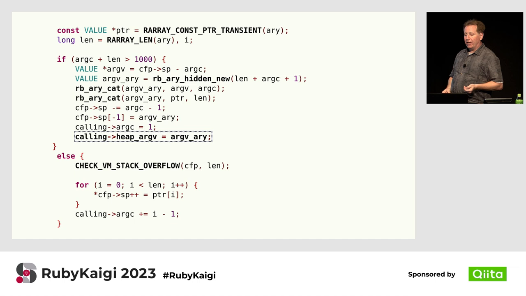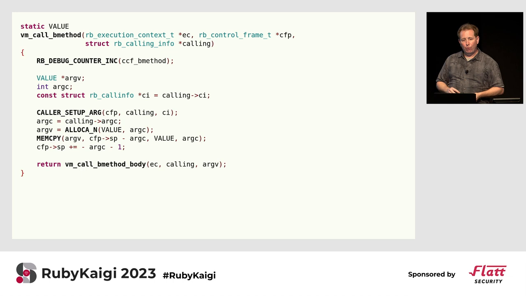The other important change is that I switched to storing a pointer to the temporary array in the calling structure instead of only storing the pointer on the stack. Now, this was mostly for simplicity so that I could easily reference it later. If we go back to the VM call B method function, we can modify it to use this new approach.